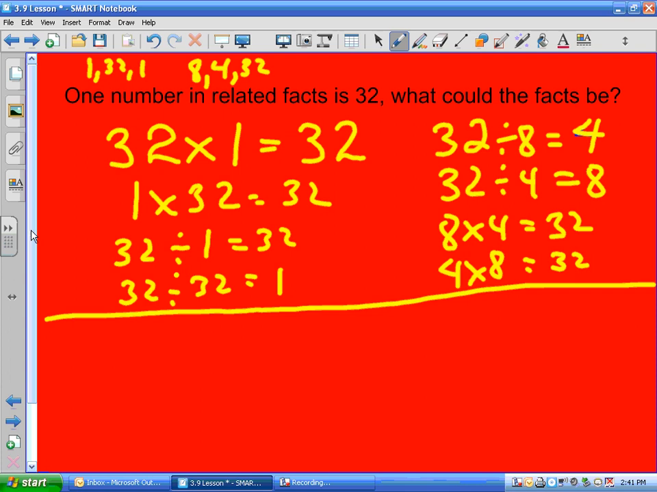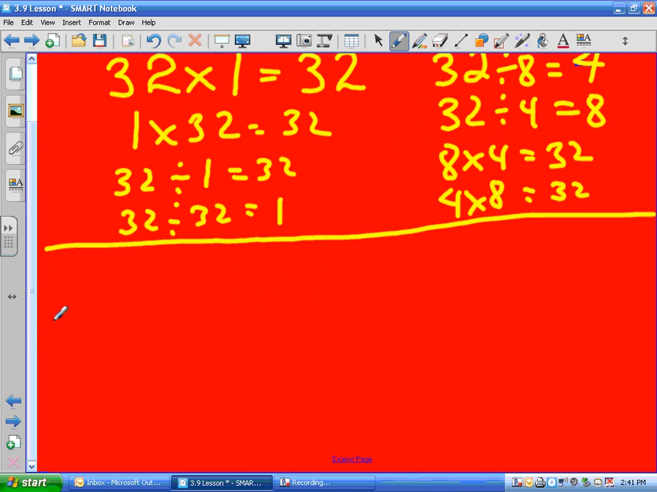Can you find me a factor of 2? What if I did 32 divided by 2? Think you know, Josh? No? What's half of 32? When you divide by 2, you take half of it. Lower. Higher. Higher. 16. There you go.